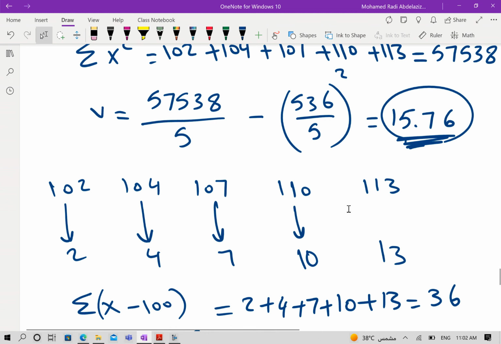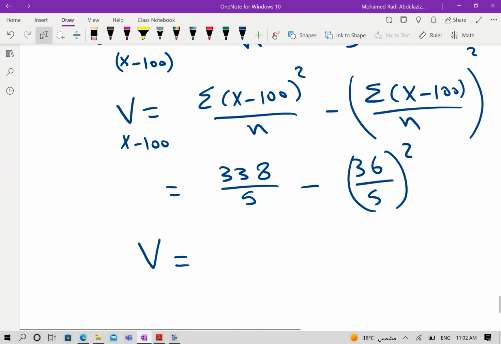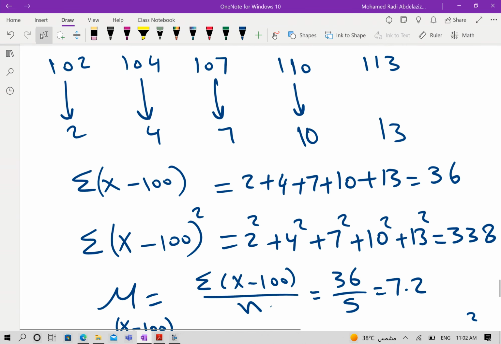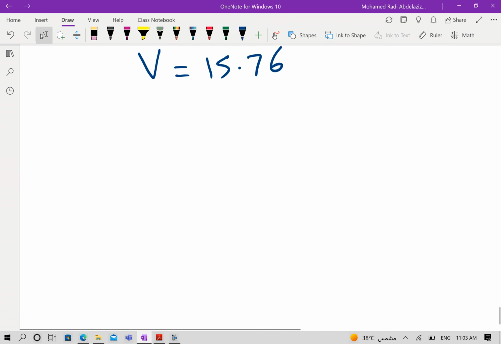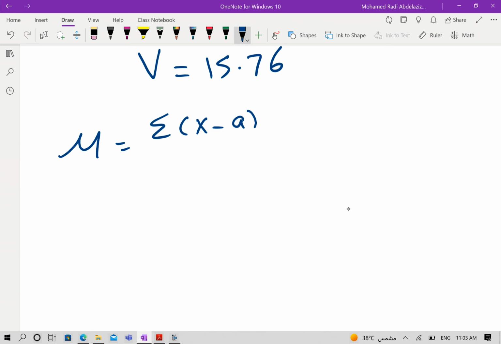So after coding the values and calculating the mean, you have to add the 100 again. But for the variance, no need. Exactly the same. So the final answer is 15.76. So for coded, mu is sum of x minus a over n, you have to add a again. But for the variance, no need. You will get the same answer.